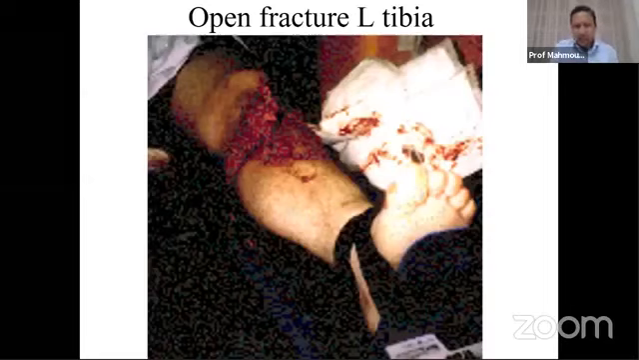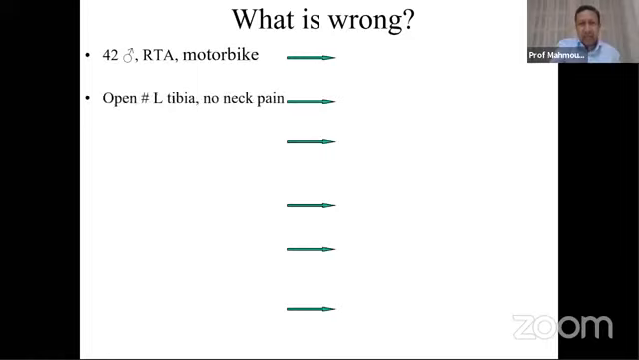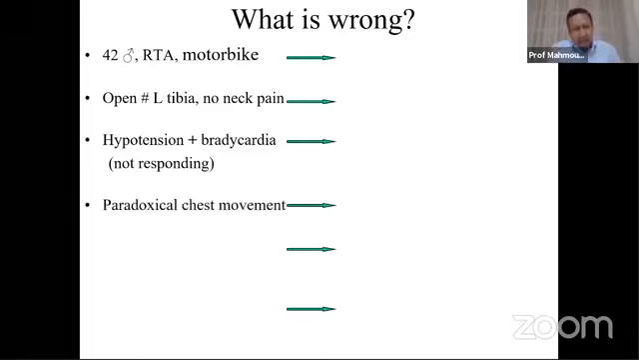an open fracture. We're going to put an external fixator for this patient, and he's preparing the patient for theater. Okay, here are the details. This patient is 42. It is RTA, and it is a motorbike. Okay, open fracture tibia. Patient does not have pain in his neck, and he has got hypotension and bradycardia, and not responding well to fluids.